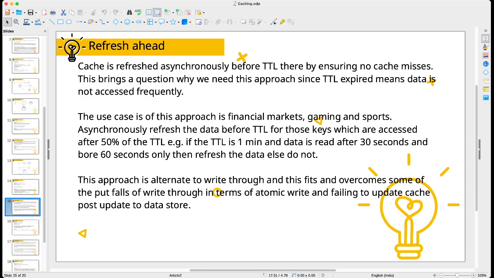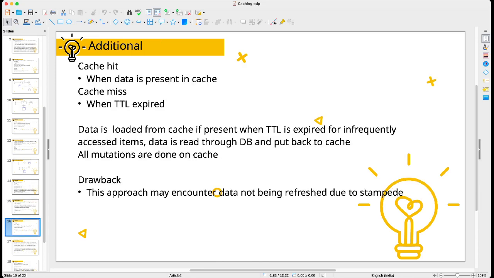There are a few underlying systems which support refresh ahead cache fundamentally. We will look into those systems a little later, as we review some of the caching engines like Redis, Hazelcast, Memcached, and which engines support what type of caching strategies.